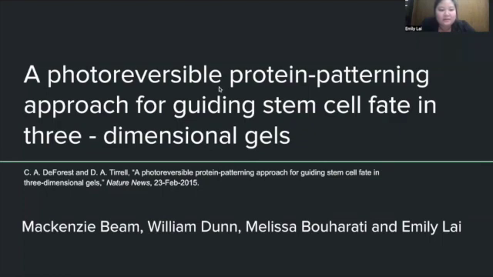We are presenting on spatial temporal control of biochemical cues through the article called A Photoreversible Protein Patterning Approach for Guiding Stem Cell Fate in Three-Dimensional Gels.